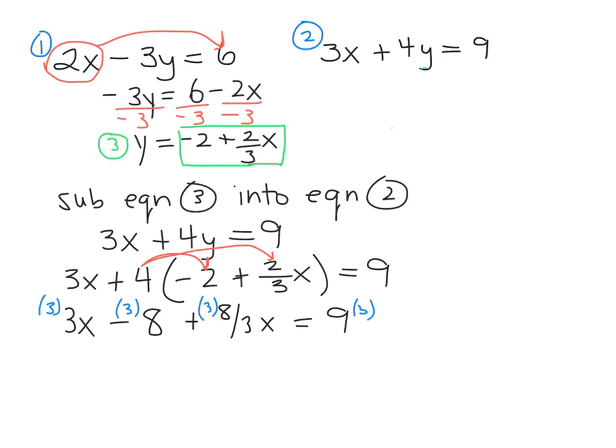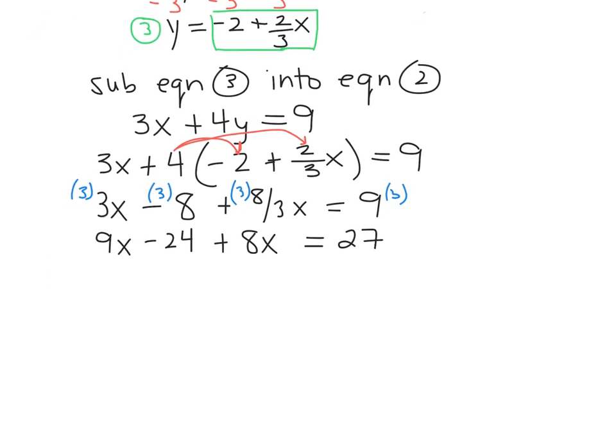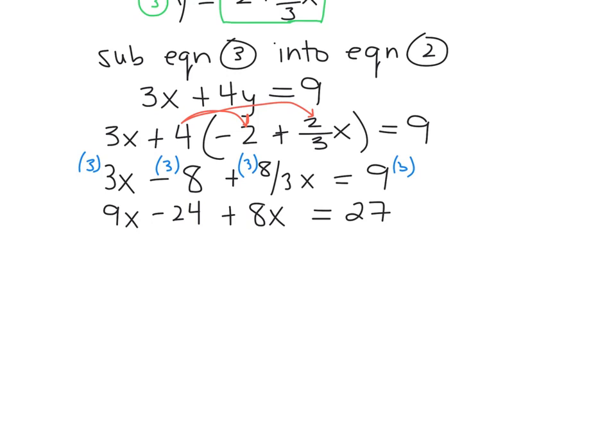So if I start from the left-hand side, 3 times 3x is 9x. 3 times negative 8 is negative 24. 3 times 8 is 24. 24 divided by 3 is 8. Still has an x attached to it. And that is equal to 9 times 3, which is 27. So now we have a much simpler looking equation that has no more fractions.